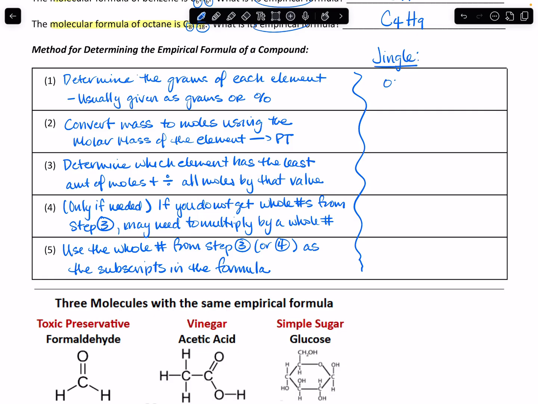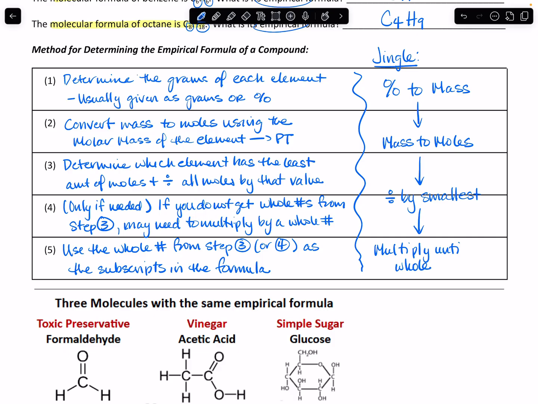The way I say it is you start with percent to mass. Then you go mass to moles. And then you're going to divide by the smallest. And then you're going to multiply until whole. Oops, until whole.